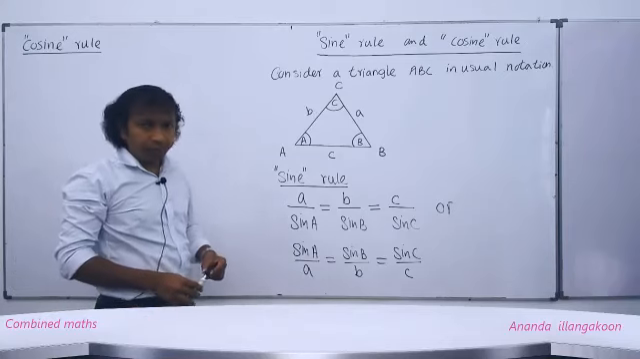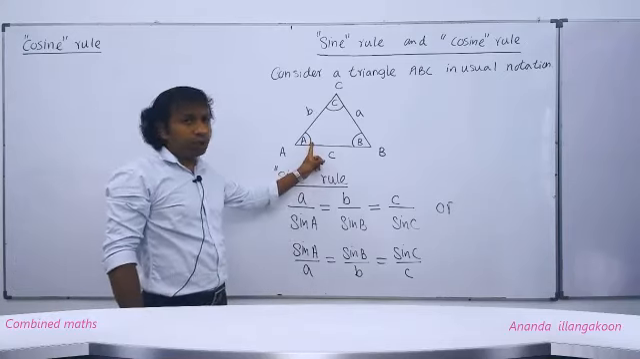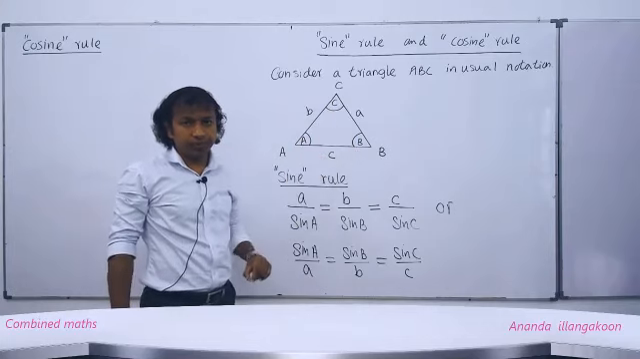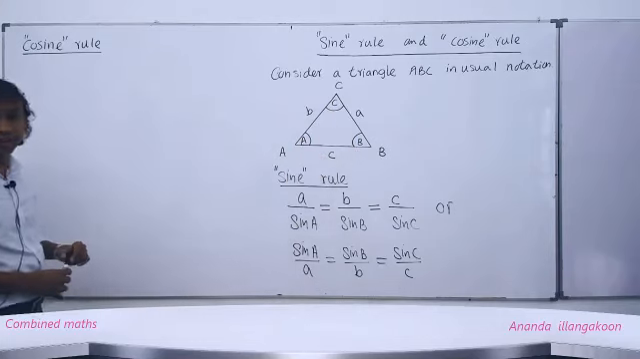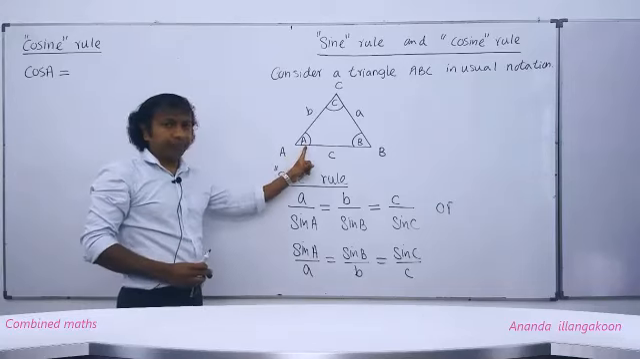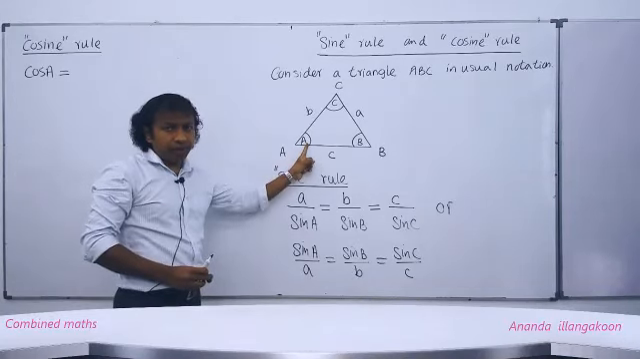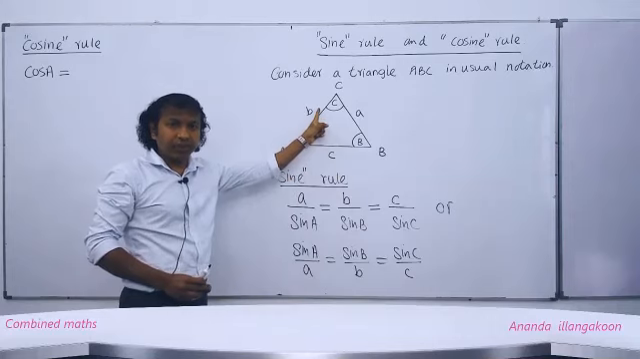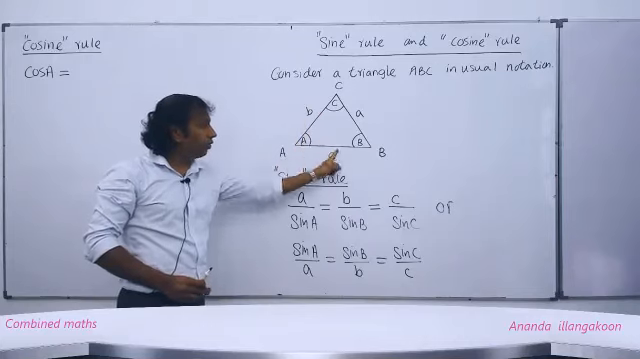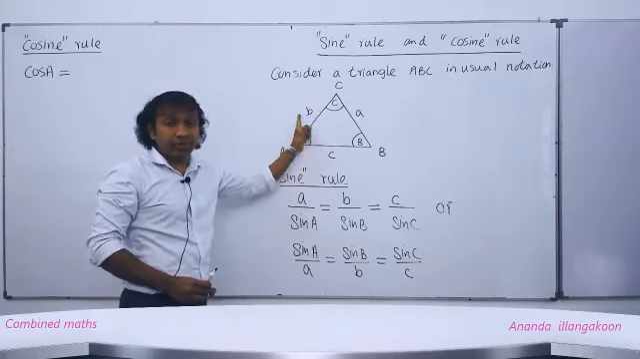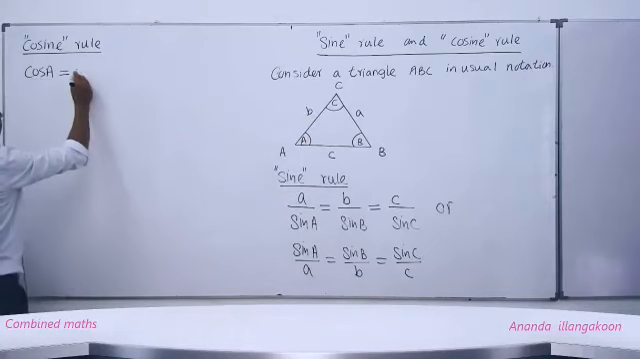Under this cosine rule, we write the cos value of the angles of this triangle: cos A, cos B, and cos C. Right? Remember the way of writing cos A first. Cos A, the cos value of this angle A. Adjacent to this angle A, what are the sides available? This side and this side. First identify the adjacent sides of the angle A. Now square the lengths of those sides and add them up: B square plus C square.